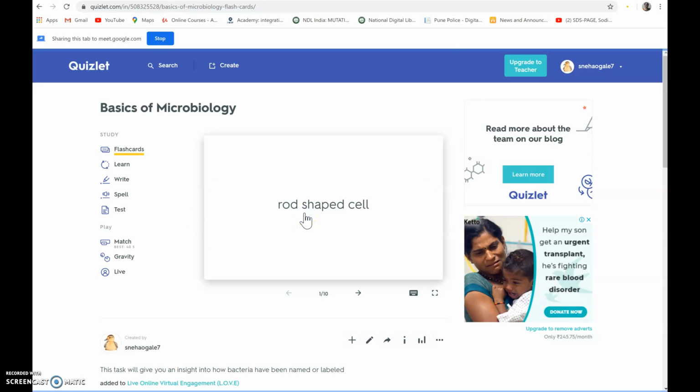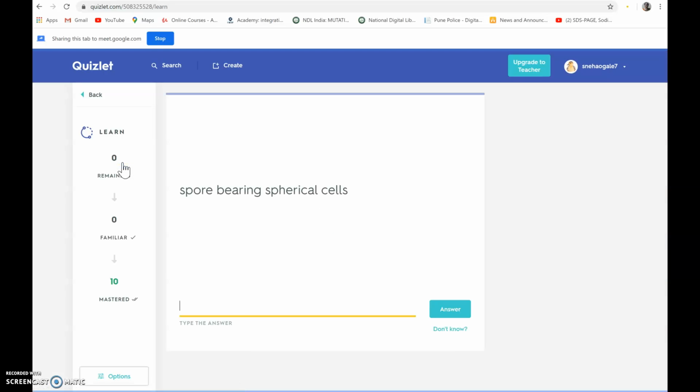Bacillus is a rod-shaped cell, whereas coccus is a spherical cell. Spirillum is a spiral cell, and so on. Now there are various options in which the children can learn. So these same study sets can be used for testing what the students have learned using the flashcards.